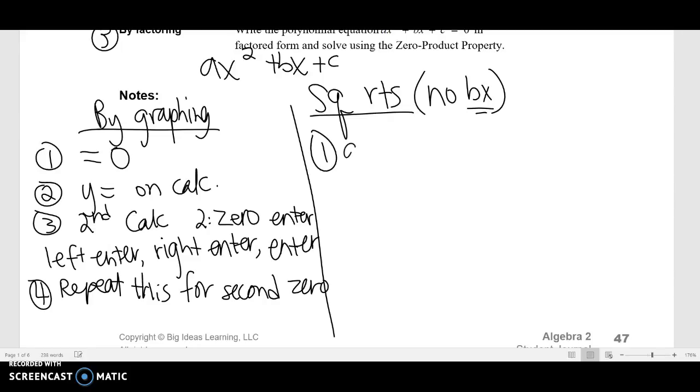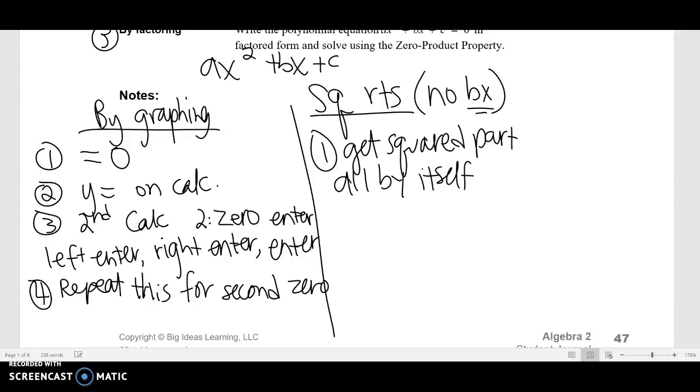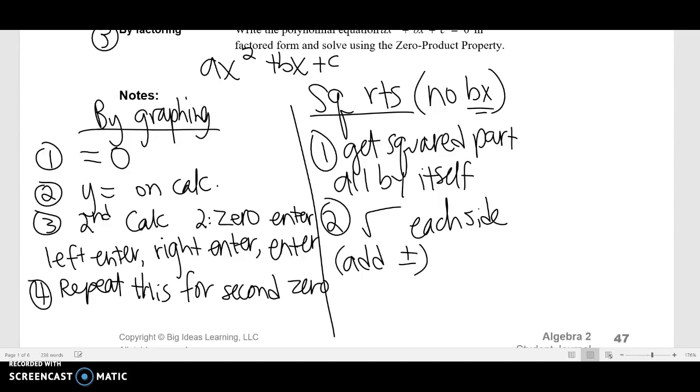The first part is going to be get the squared, so x squared part all by itself. The second part is going to be take the square root of each side and make sure you add plus or minus in front of that. And the last step will be to solve.